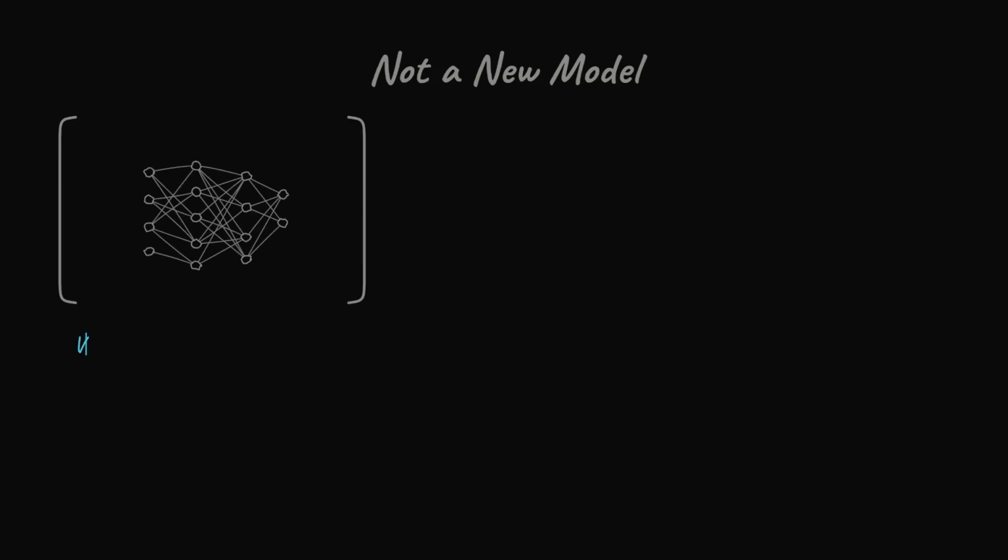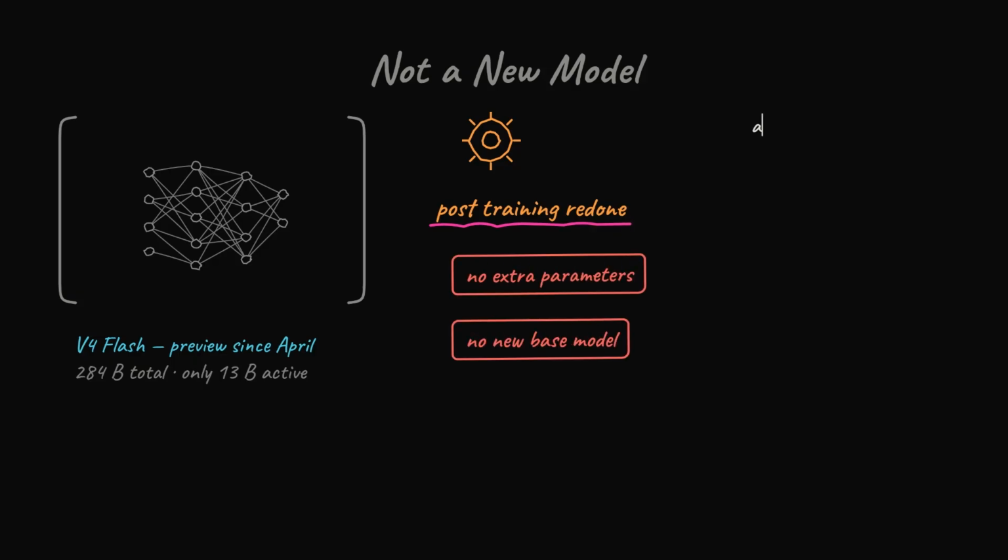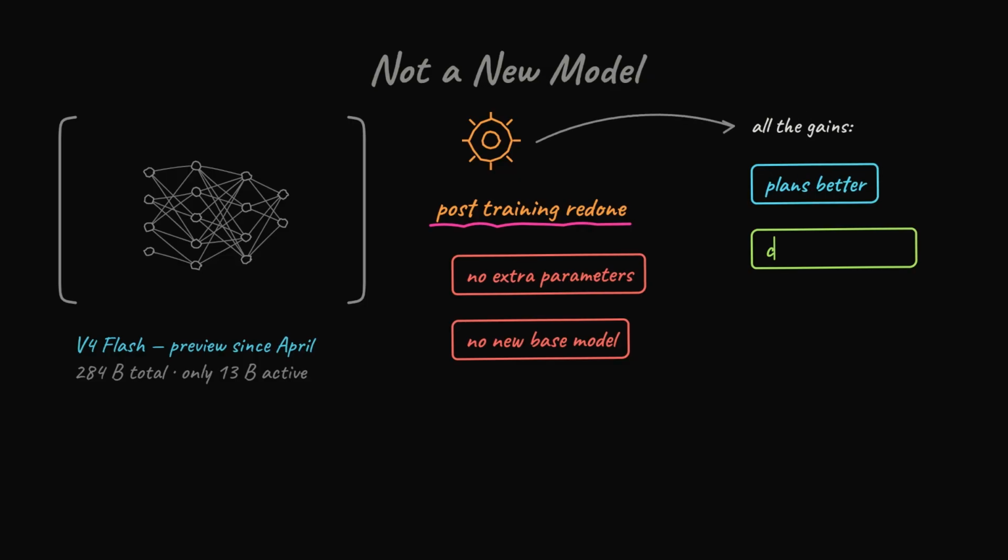So here's the setup. This is not a new model. DeepSeek took the exact same V4 Flash that's been in preview since April, which is 284 billion total parameters with only 13 billion active, and they redid the entire post-training pipeline. No extra parameters, no new base model. All the gains come from teaching the same weights to plan better, call tools better, and survive long multi-step tasks without falling apart.